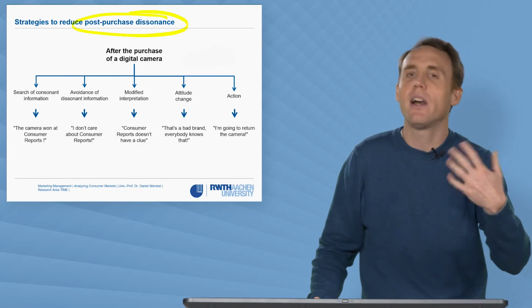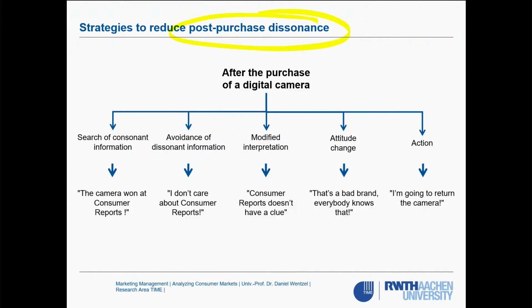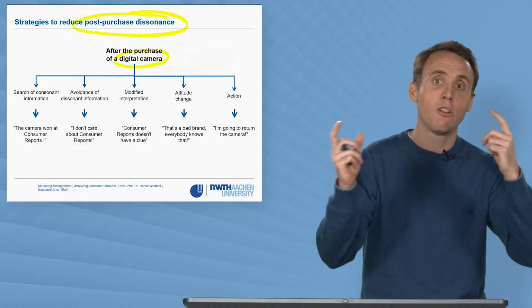Now you go out and buy an iPhone, or it's a digital camera in this example. You go out and buy a digital camera, you're happy, and all of a sudden you start thinking, well, have I made the right choice, right? Or should I have taken a different camera? Now, this is again a state of cognitive imbalance.